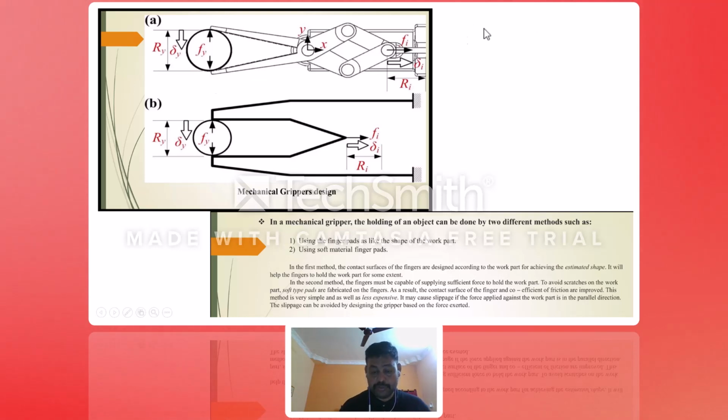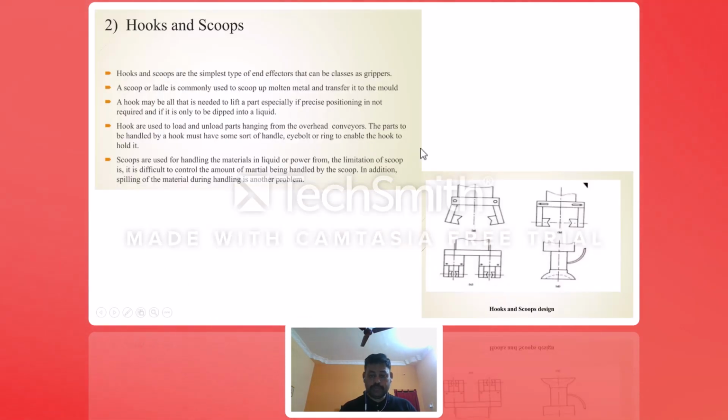For mechanical grippers, you have two methods: finger pads shaped like a fork bar, or soft material finger pads. These are the two ways. Coming to hooks and scoops, it is like a gripper. For example, here the end effector has two grippers. Based on the component, they expand and cover it. The V-shaped teeth help you hold different shapes. This is one robot, operated with vacuum. This is called the hooks and scoops design.